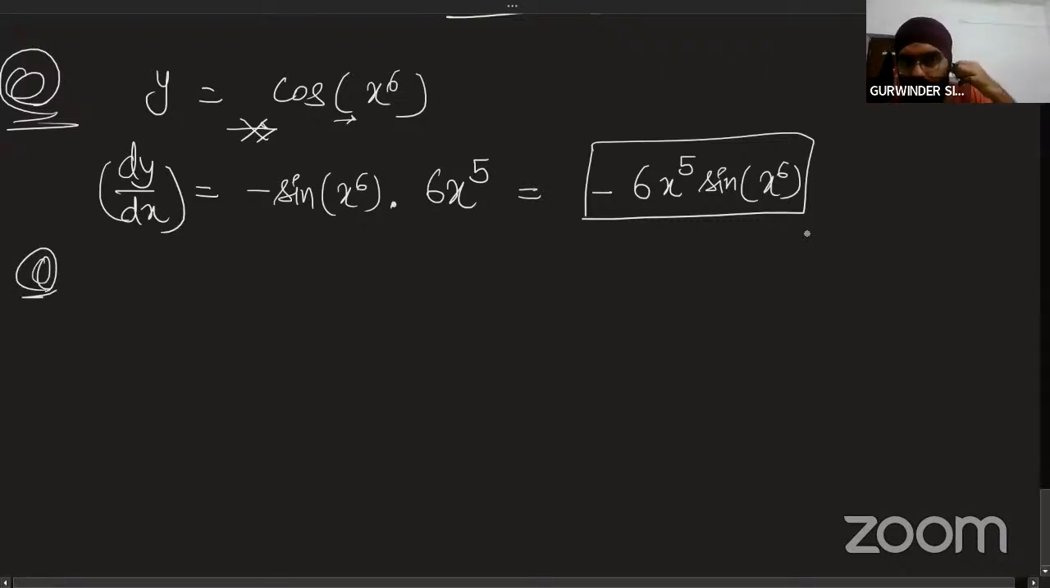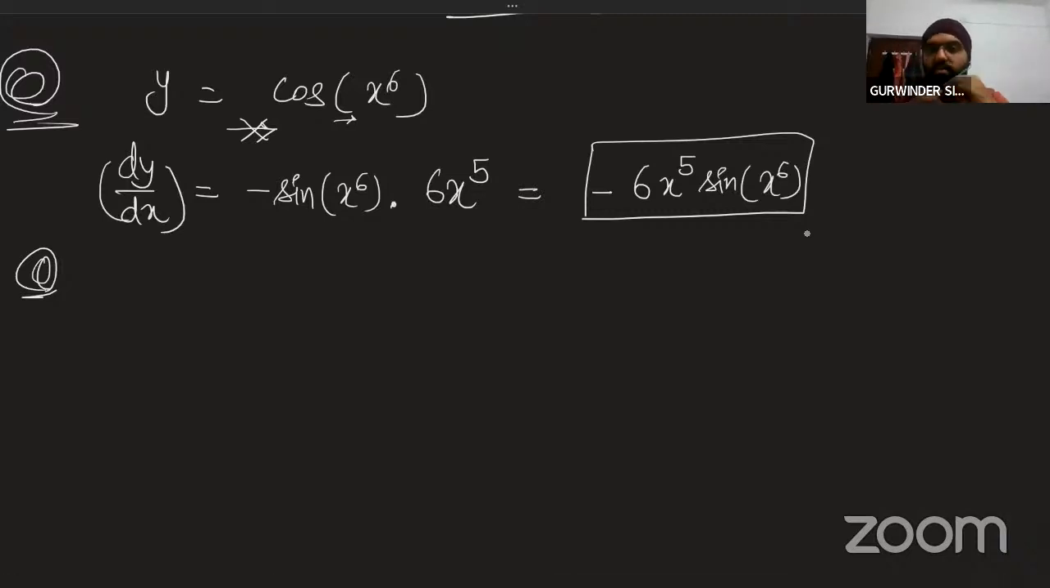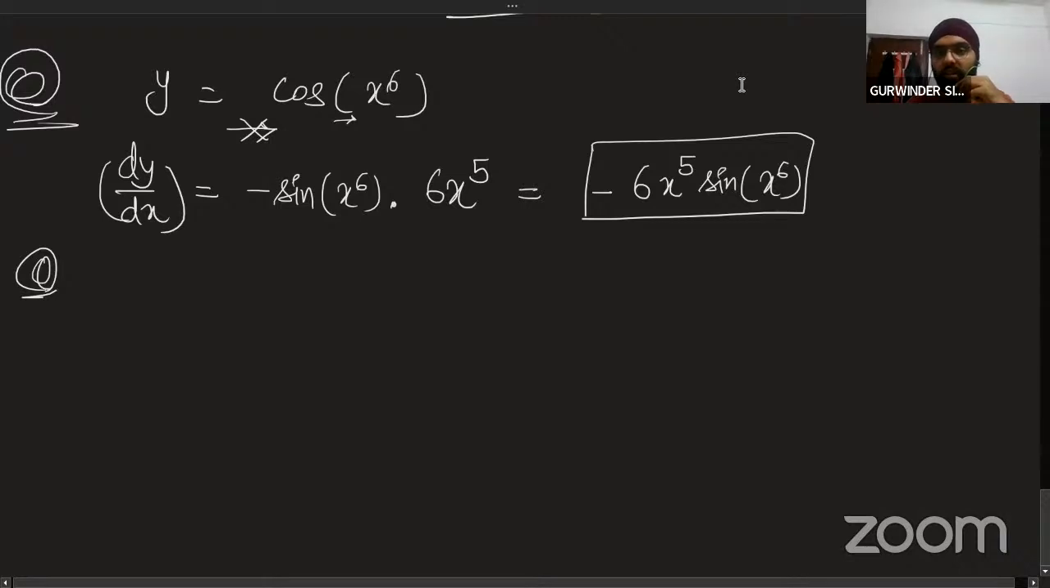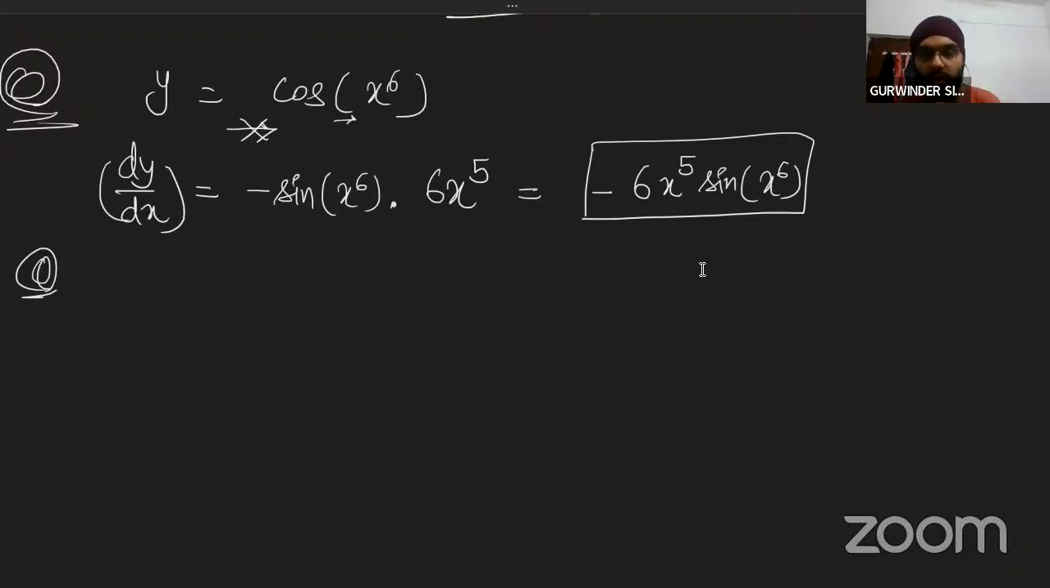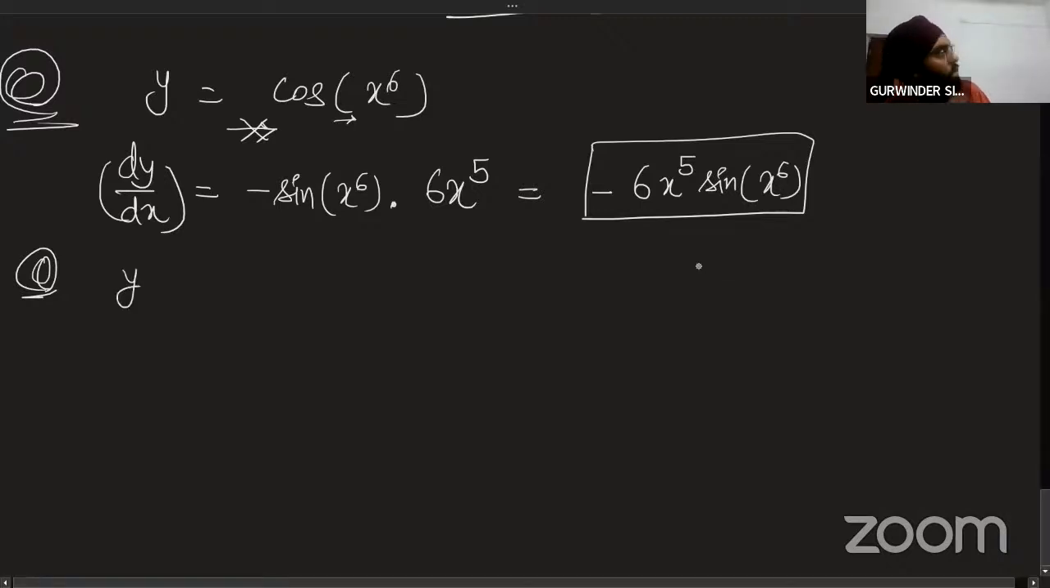So I just wanted to let you know that the limits and derivatives chapter in the 11th class NCERT book goes only up to this much. It goes only up to the chain rule. So I have one last problem for chain rule.